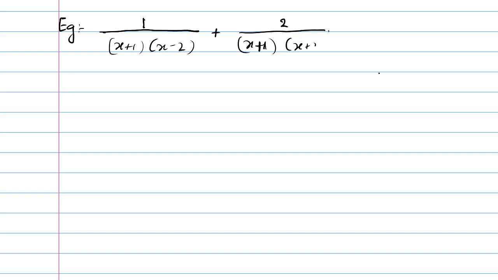Let's say you want to add these two fractions. You have 1 over (x plus 1)(x minus 2), plus 2 over (x plus 1)(x plus 3), right? Okay, now if you want to deal with that, this is how you can do it. So first we find the common denominator.